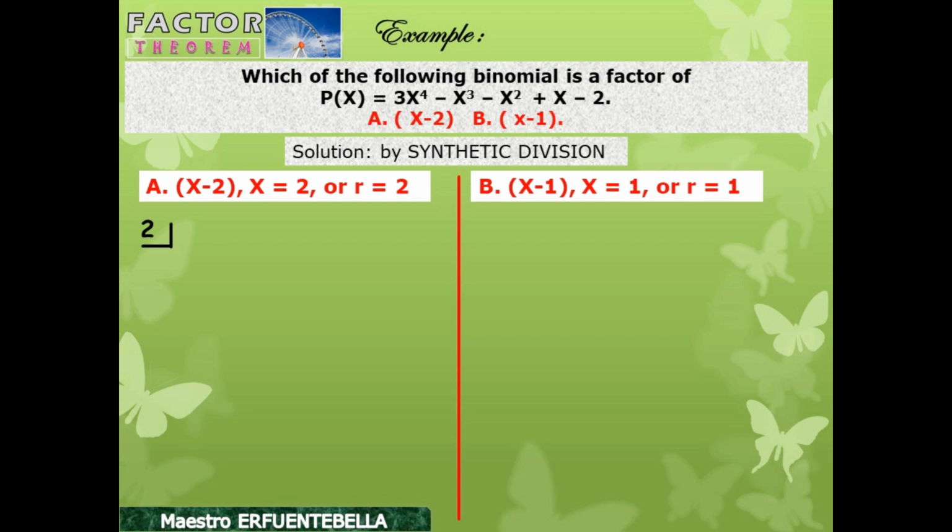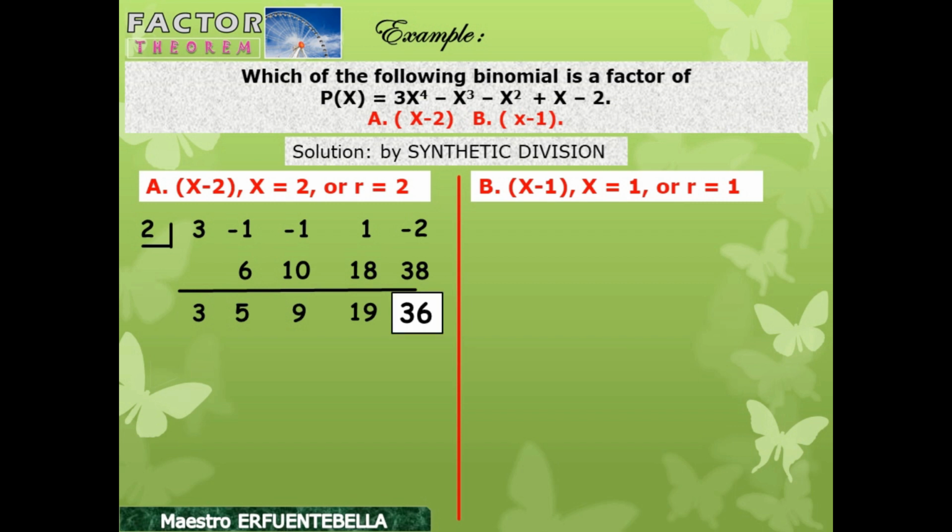Okay, so we have to write r to the upper left, then the numerical coefficients: 3, negative 1, negative 1, 1, and negative 2. So it is already arranged in descending order of power. So we bring down 3, the leading coefficient, multiplied by 2 is 6, added to negative 1 is 5, then 2 times 5 is 10, added to negative 1 is 9, 2 times 9 is 18, added to 1 is 19, then 2 times 19 is 38. So the remainder is positive 36.